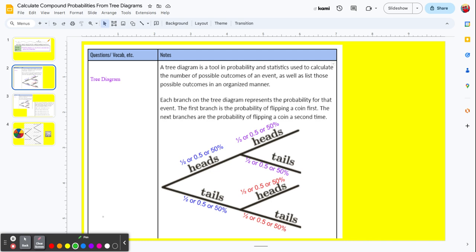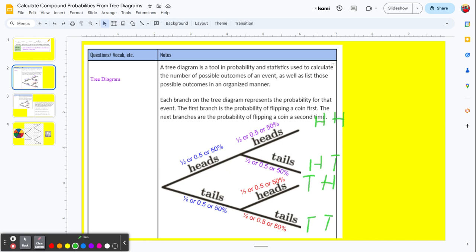So our possible outcomes are heads, heads. We can get heads, tails. We can get tails, heads, and then we can get tails, tails. Those are our possible outcomes. Now, each branch of the tree diagram represents the probability for the event.